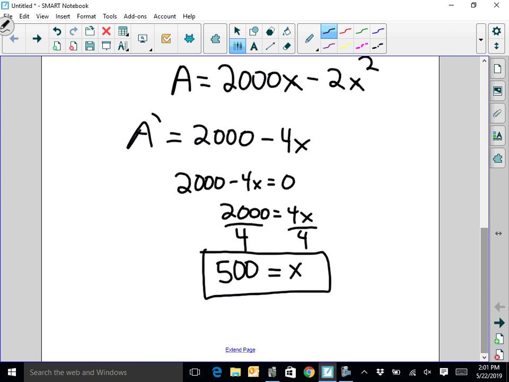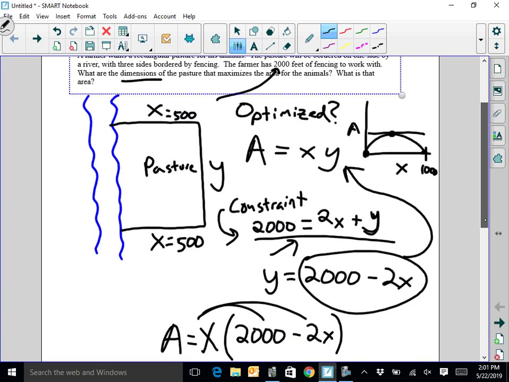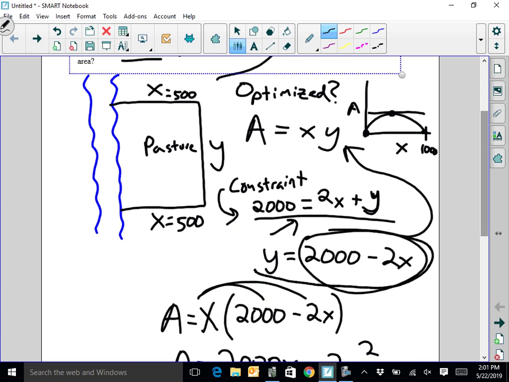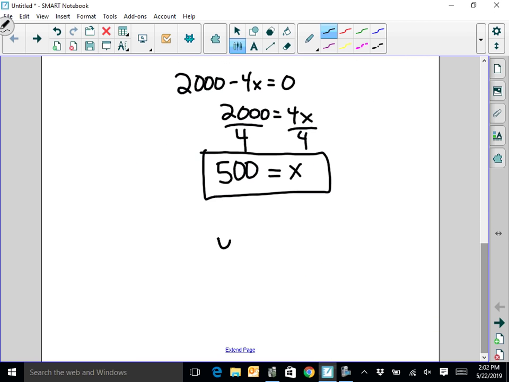But notice, I said, what are the dimensions, plural, of the pasture that maximize the area? I got one of the dimensions. I've got 500 for x. Okay. I need the second dimension here. And again, I can go back to my equation right here. And I know that y equals 2,000 minus 2x. And I know x equals 500. So y equals 2,000 minus 2x. But again, x is 500. 2,000 minus 1,000 is equal to 1,000.